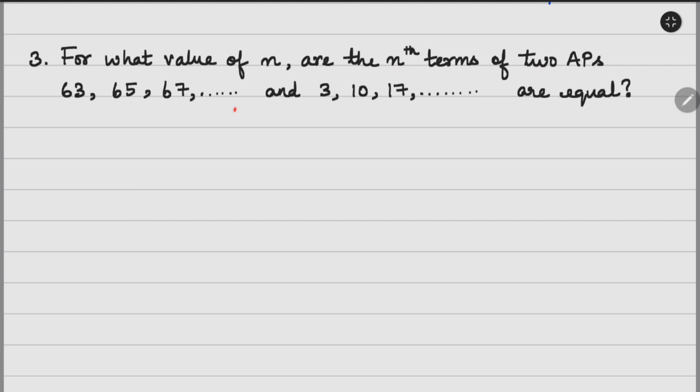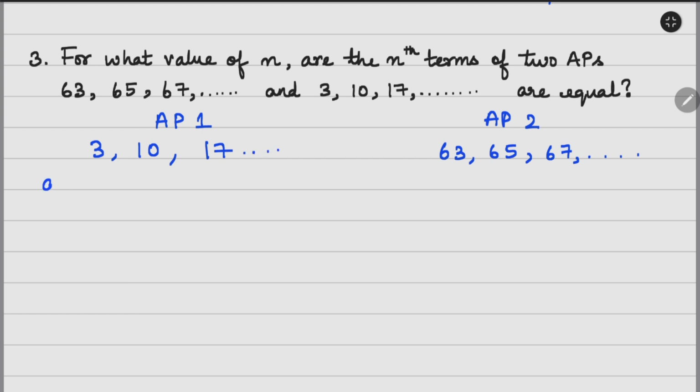So probably it could be, say, the 10th term of both the APs would be equal, the same values. Let's just check. So let's take our first AP. So you have your 3, 10, 17. This is the first AP. And the second arithmetic progression is maybe 63, 65, 67 and it goes on. So we have taken two APs. So what is your A here? A is the first term. What is D? Difference 10 minus 3, which is 7.